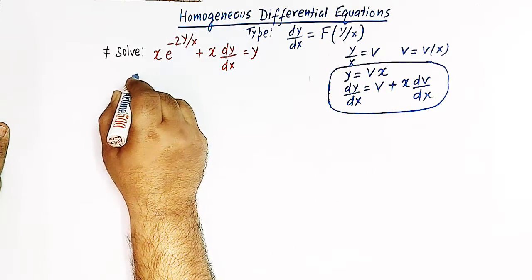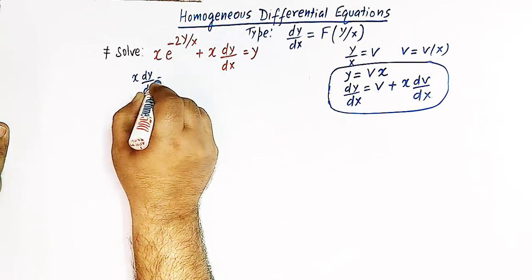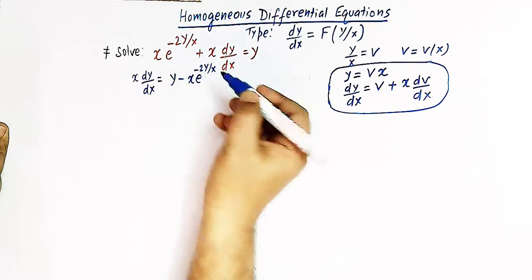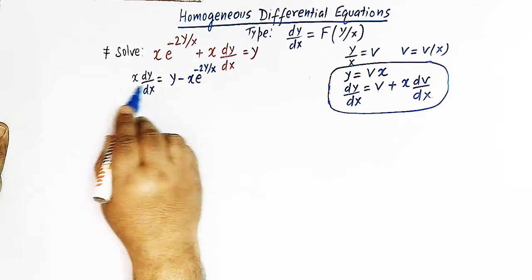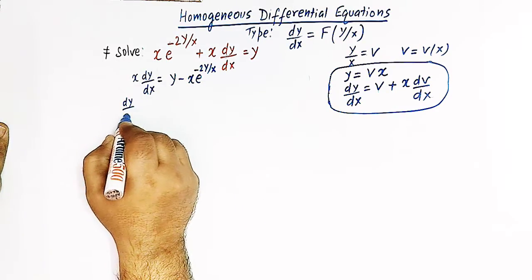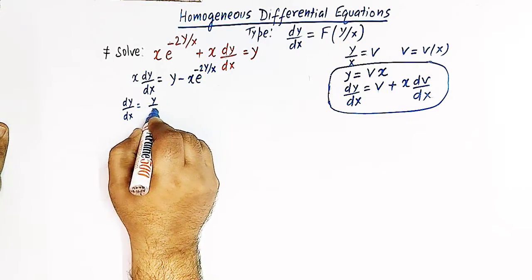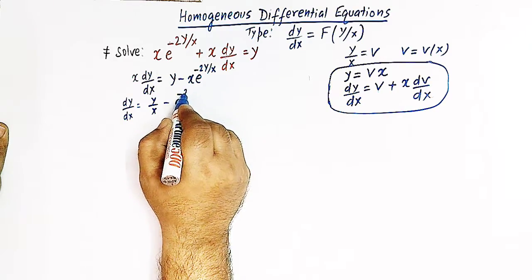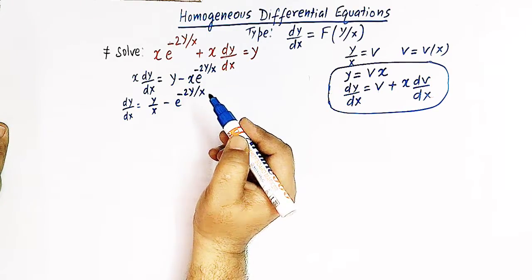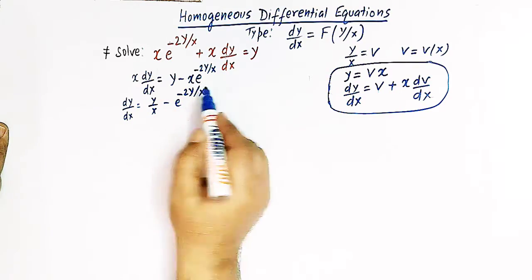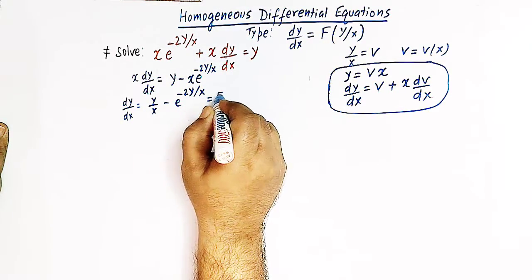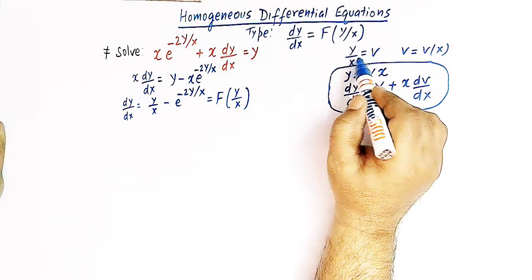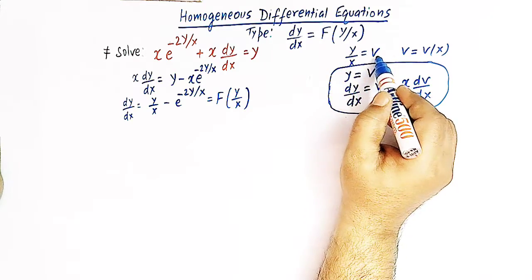So here we can now write x dy over dx is equal to y minus x e raised to minus 2y over x. Now dividing both sides by x, we have dy over dx is equal to y over x minus, here x gets cancelled, e raised to minus 2y over x. Now we can see that this is a function of the form f of y over x. Now we will make this substitution, that is y over x is equal to v.